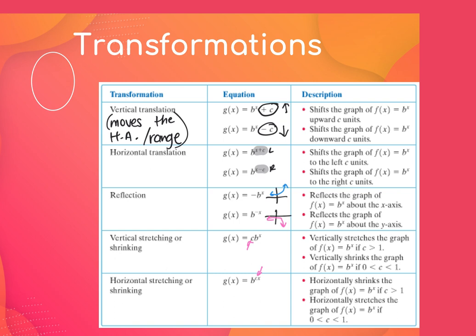The biggest thing here is, because we're going to plot points on the rest of it, you have to pay attention to your vertical translation, because that's what's going to affect your horizontal asymptote and your range. So what's that difference with negative bx?